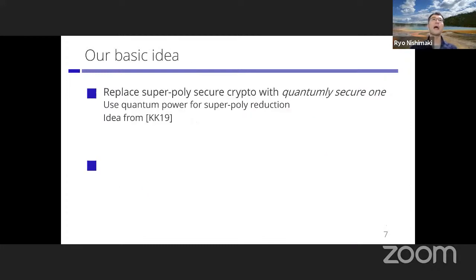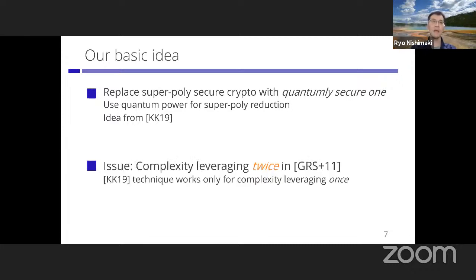Our basic idea is as follows. Using complexity leveraging needs super polynomially secure cryptography. We replaced super polynomially secure cryptography with quantumly secure one by using quantum power for super polynomial reduction. This idea was inspired by the work of Kalai and Kalai.